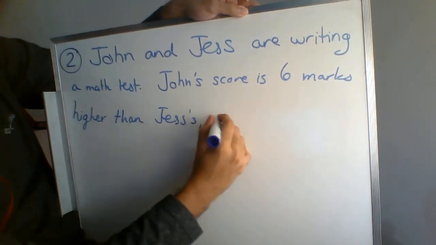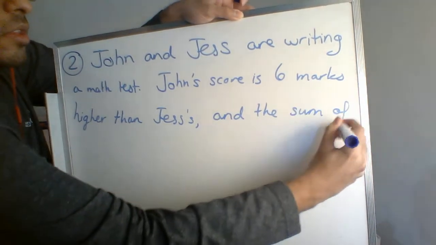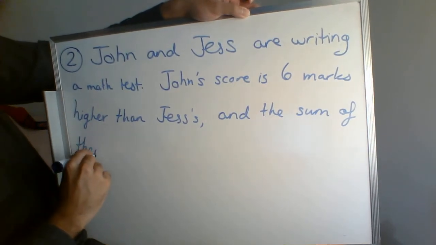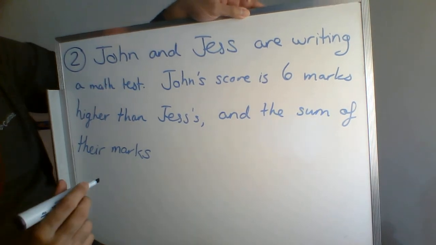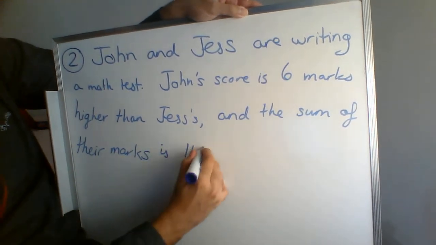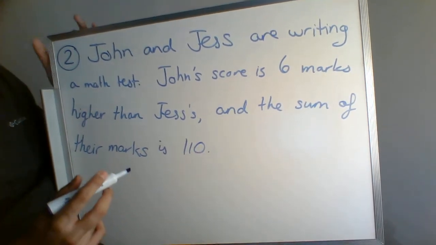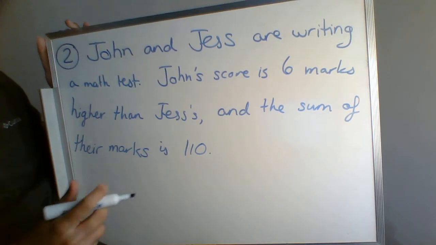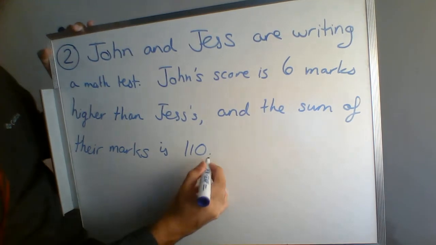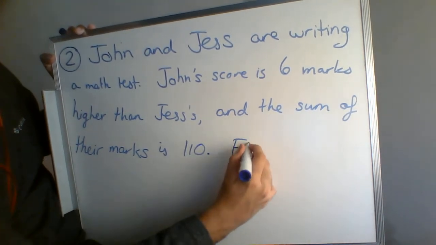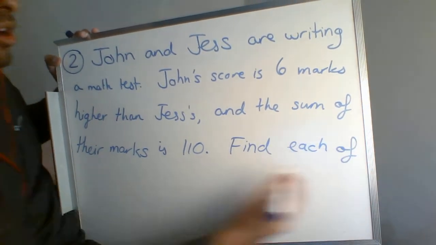And the sum of their marks is 110 in total. So if the test is out of, like, I don't know, 60 or 70 points or something, then if you added John's score and Jessica's score together, you'd end up with 110 points. And what we want to find is each of their test scores.